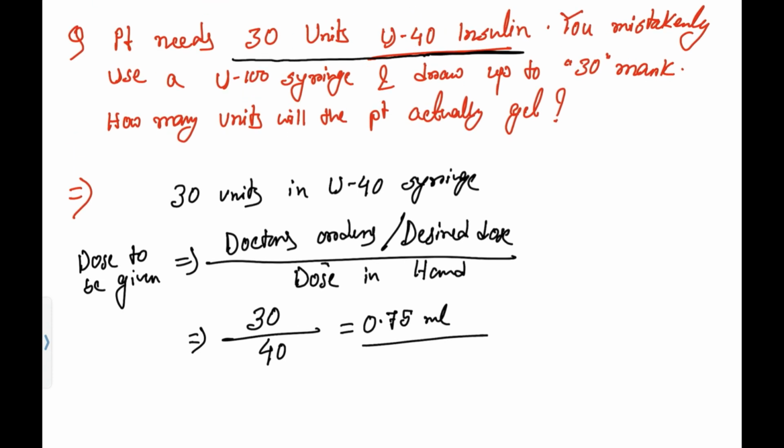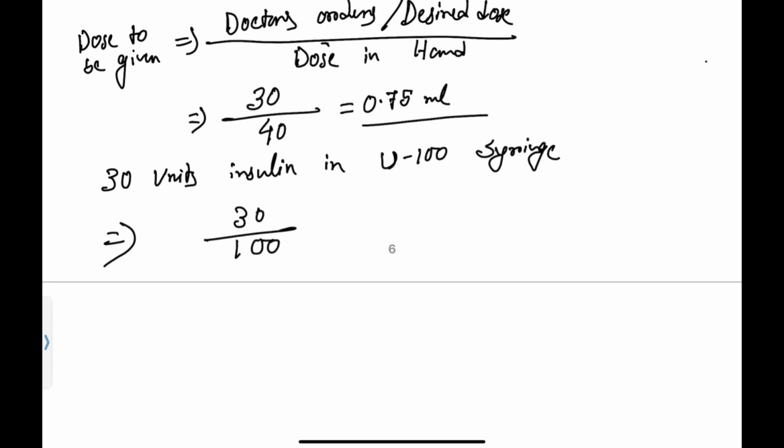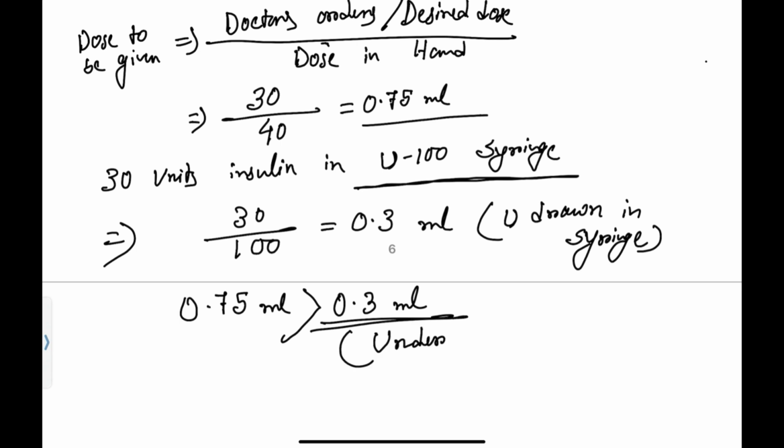Okay, but mistakenly you didn't check the insulin syringe, and instead of taking a 40 unit syringe you took U100. That means you mistakenly took the 100 unit insulin syringe and drew 30 units of insulin with it. So 30 units of insulin in a U100 syringe. That means how much did you draw? 30 divided by 100, that means you drew 0.3 ml in the syringe. Whereas the patient needed 0.75 ml, but you used a U100 syringe and drew 0.3 ml. That means this is an underdose. You drew less insulin than the patient needed. The patient needed 0.75 ml, but with the help of the wrong syringe, that means the U100 syringe, you drew 0.3 ml and gave the patient less than required.